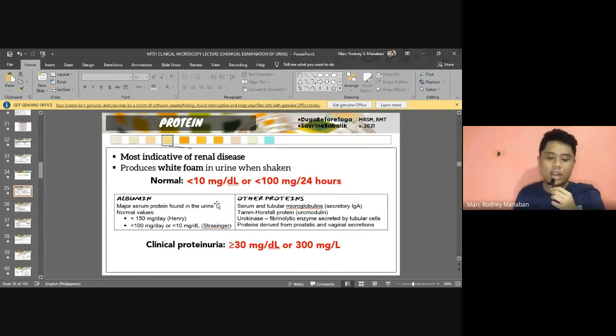Now, normal values: for Henry, it's less than 150 mg per day, and for Strasinger, it's less than 100 mg per day, or less than 10 mg per dL. So albumin is the major protein. Now, the other proteins, as we mentioned, are the globulins.